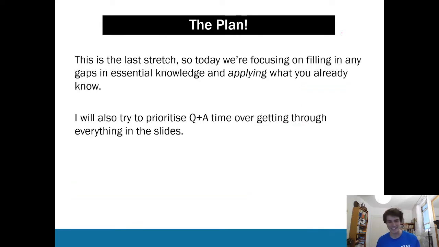Let's just jump into the lecture. So the plan for today, this is the last stretch. We literally have only a handful of days left to go until your final exam is here. So today we are focusing on filling in any gaps in the essential knowledge and practicing different question types for the actual exam.